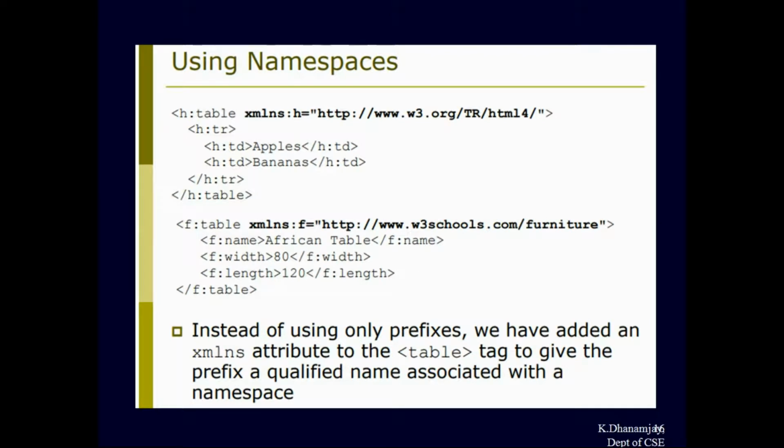Okay, and using namespaces, instead of using only prefixes, we have to add an XML namespace attribute here, like this. By using this attribute you have to specify the XML namespace w3.org, or like this, or if you want to use something like furniture, you can use it like this. Whatever attributes belong to a table get a prefix, a qualified name associated with the namespace. You have to remember that.